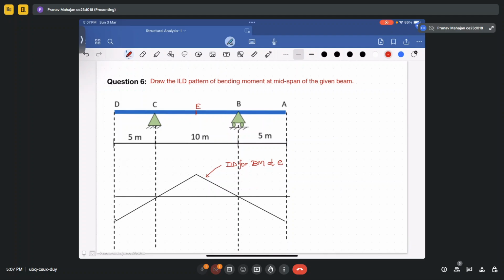So whenever you are required to calculate the ILD for the bending moment, just make sure to provide a unit rotation at that point. Whenever you are required to calculate the ILD for the reaction at a support, provide a unit displacement at that particular support.